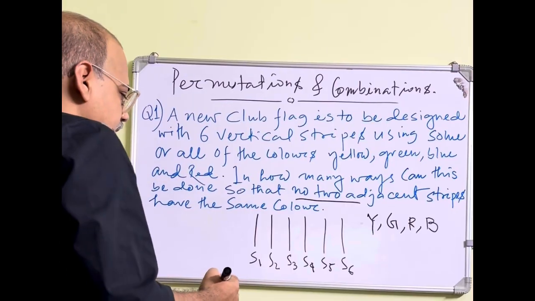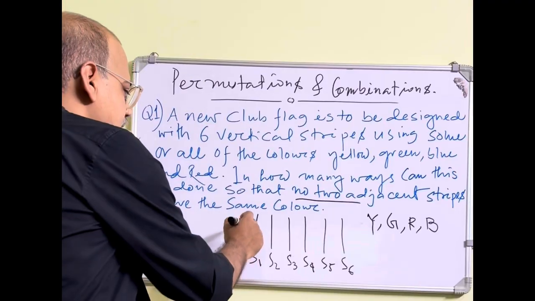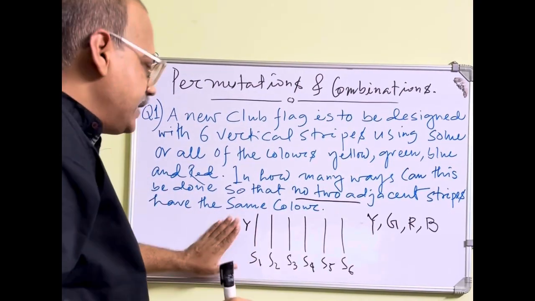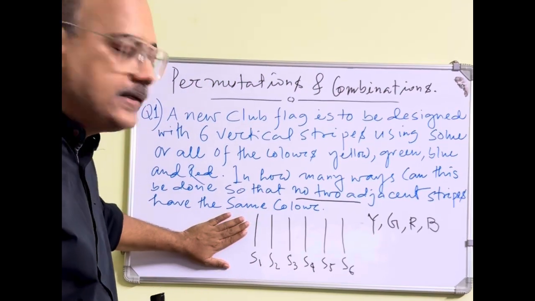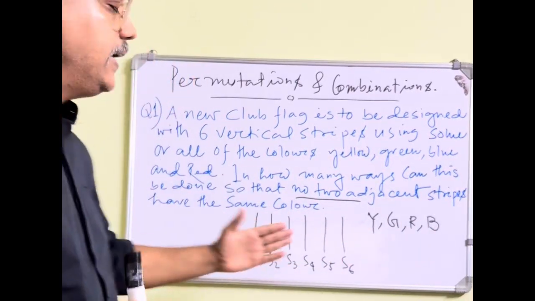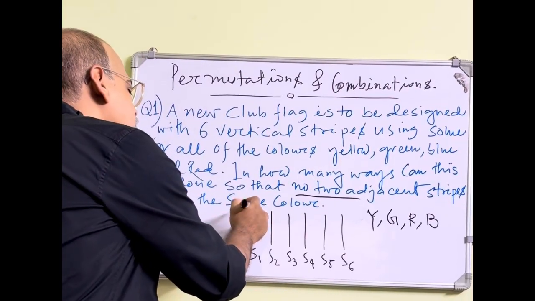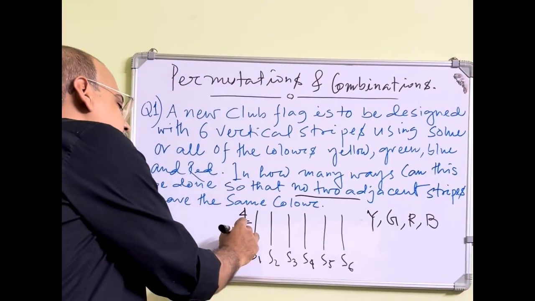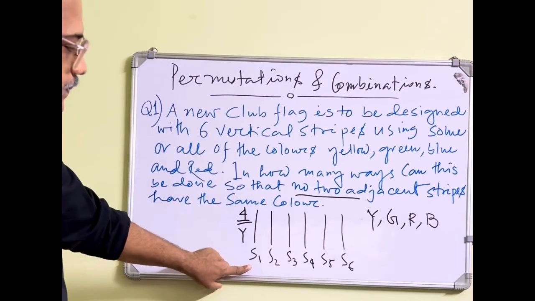Let's say I'm coloring this first strip yellow. But before making it yellow, let's see how many different ways I can color the first strip. I have 4 different choices, so I can color it in 4 different ways. But let's assume first I'm making the first strip yellow.